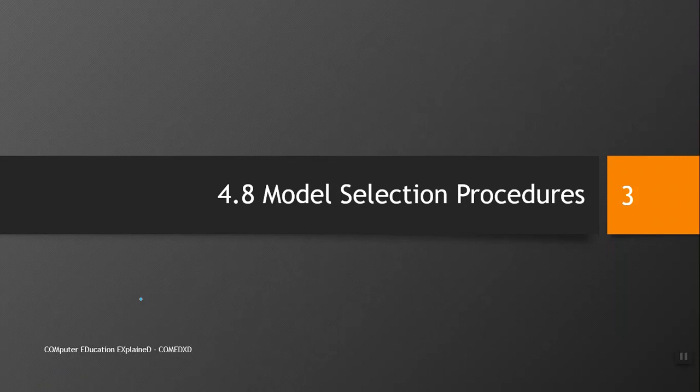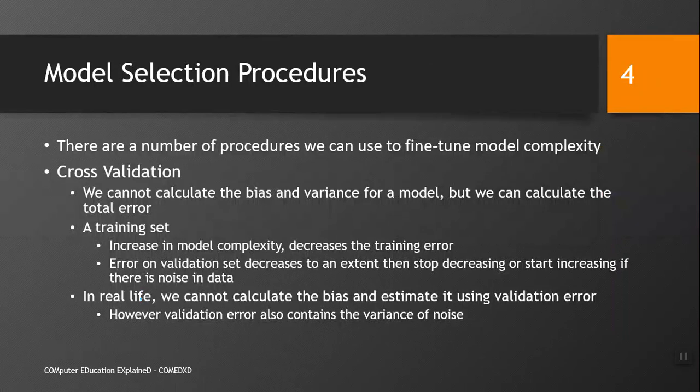Previously we have seen that as the complexity of the model increases, the fitting process gets fine-tuned. If the complexity of the model is smaller, it may underfit. For higher complexity it may best fit, and for even higher complexity it may overfit. There are a number of procedures that we can use to fine-tune the model complexity. The first one is called cross-validation, which we discussed in the previous lecture.